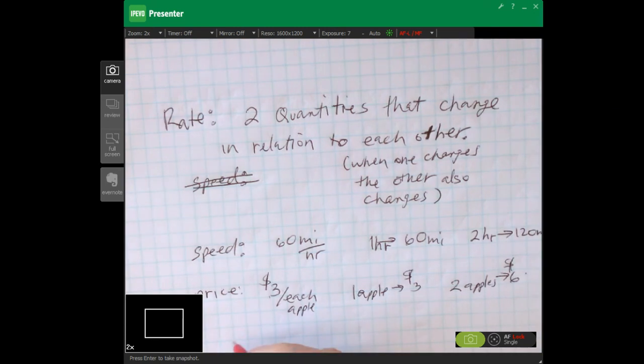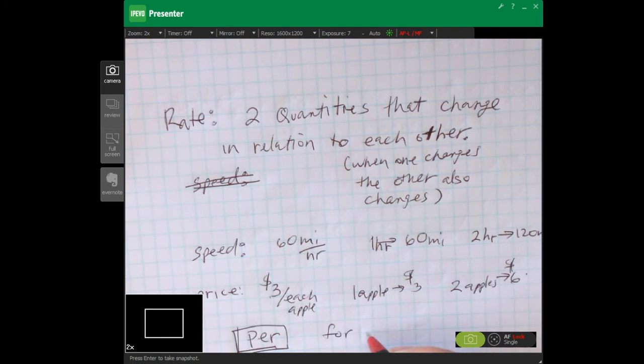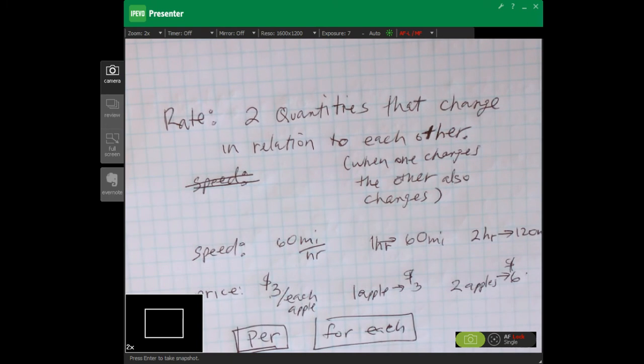Make sure you remember that some key words apply. Whenever you see the word per, that's a good indicator that it's referring to a rate. Per just means the same exact thing as for each. So sometimes it'll say per, sometimes it'll say for each, and sometimes it won't say either one, but it will imply it. You'll know what it's talking about.